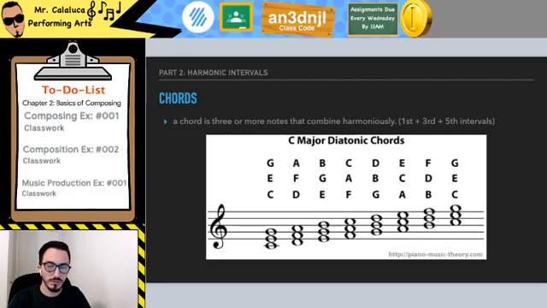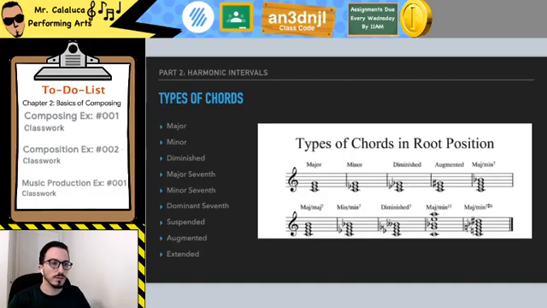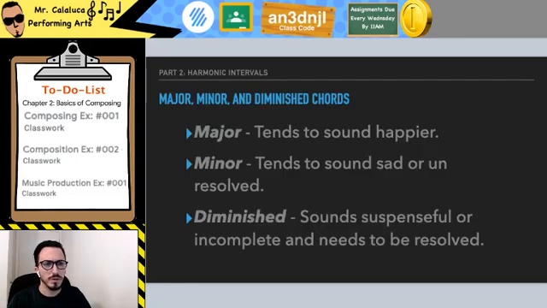Okay, so combining those 3 notes. Next, there are a whole bunch of types of chords. Okay, major, minor, diminished, major 7, minor 7, dominant 7, suspended, augmented, and extended chords. We don't need to know all those. There's only 3 chords we need to know right now, which are major, minor, and diminished, okay?